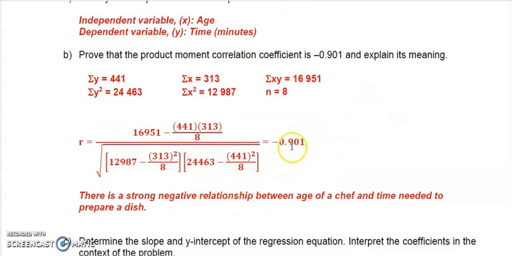Explain its meaning. Recall that when we want to interpret correlation, we must take the direction and the strength. So for negative 0.901, there is a strong negative relationship. Strong, because it is 0.9, or if you say very strong also, no problem. There is a negative relationship between the age of a chef and the time needed to prepare a dish.